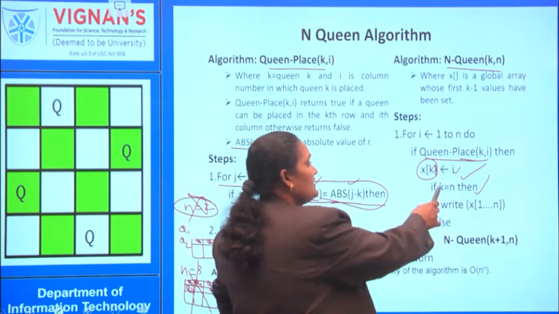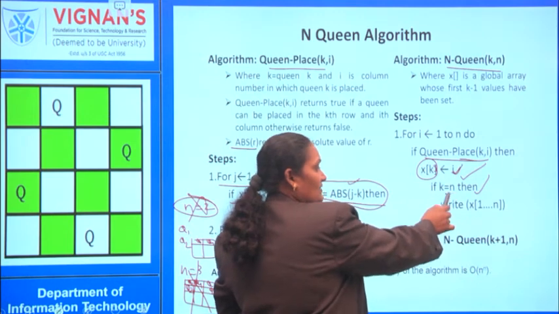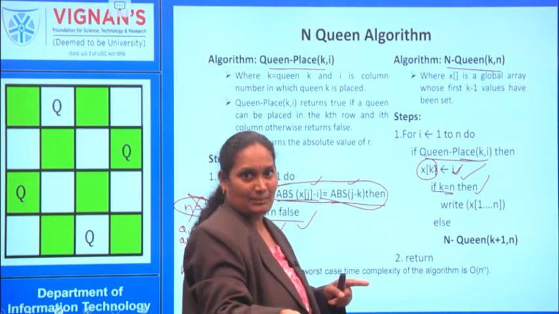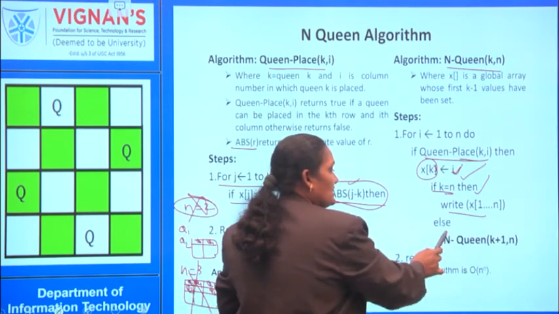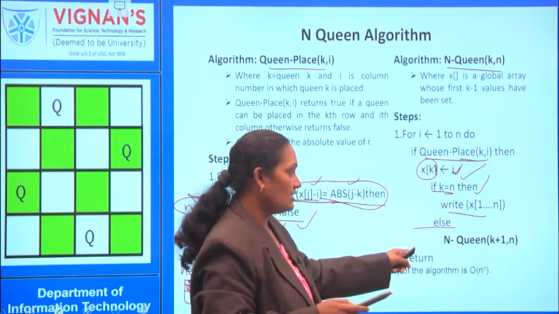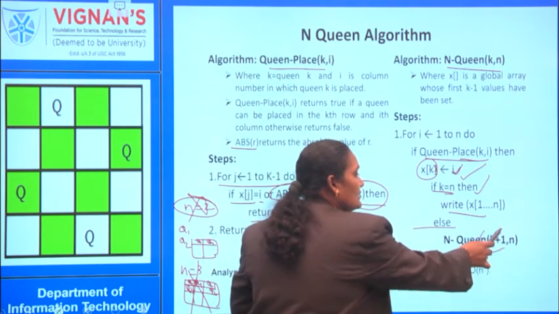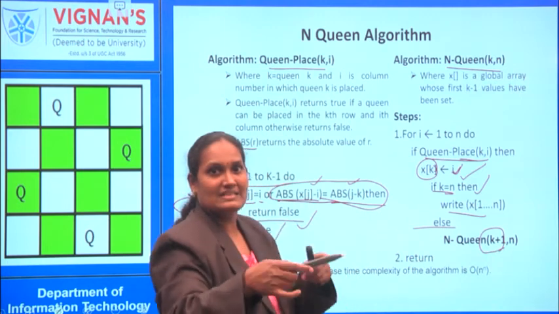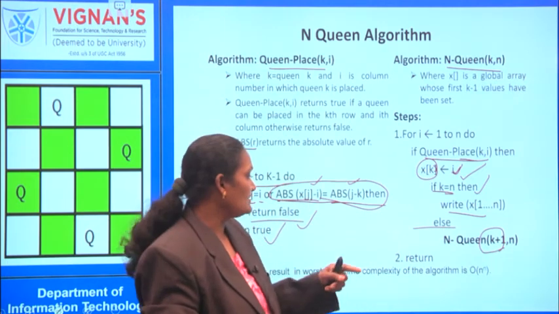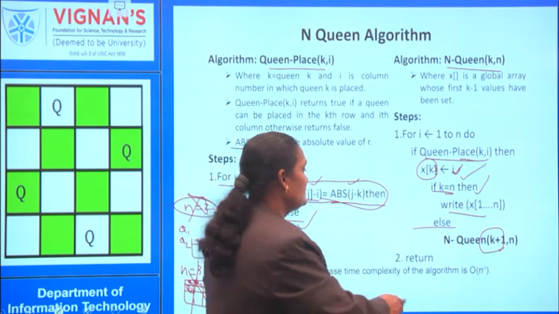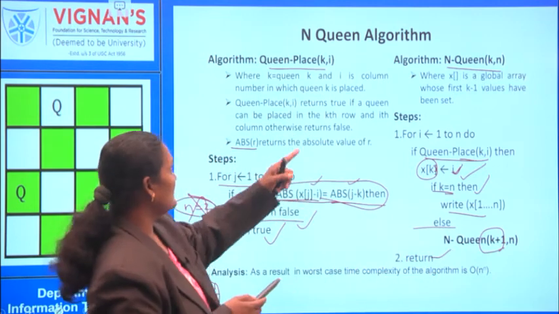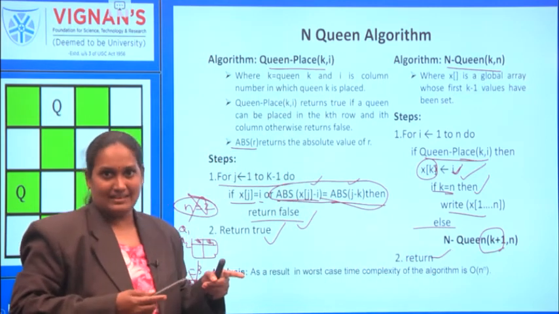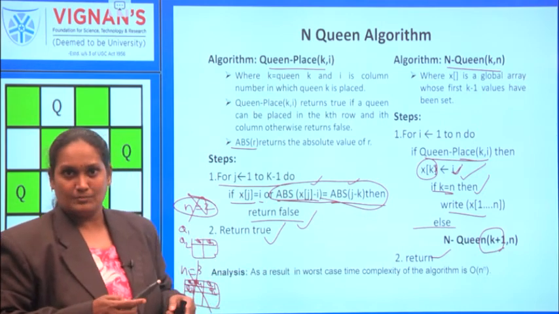So if its position is fixed and k is equal to n, that is, all n queens are completed, we return the solution. Else, if all n queens are not completed, we call the algorithm for k plus 1, that is the next queen, and we return the process. So this entirely explains the backtracking algorithm for the n queens problem.